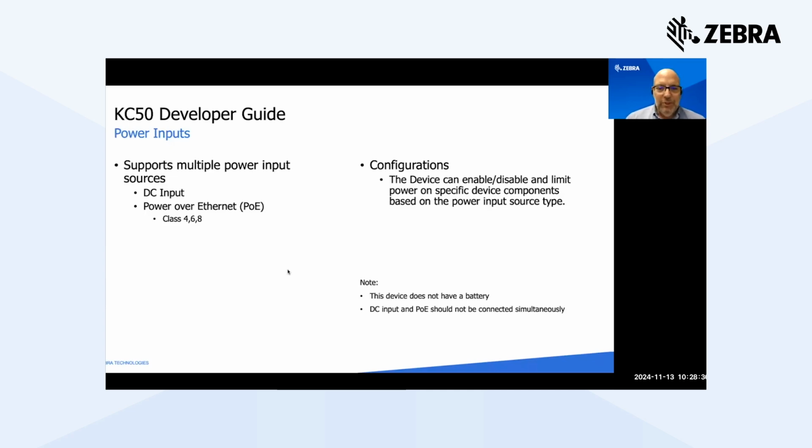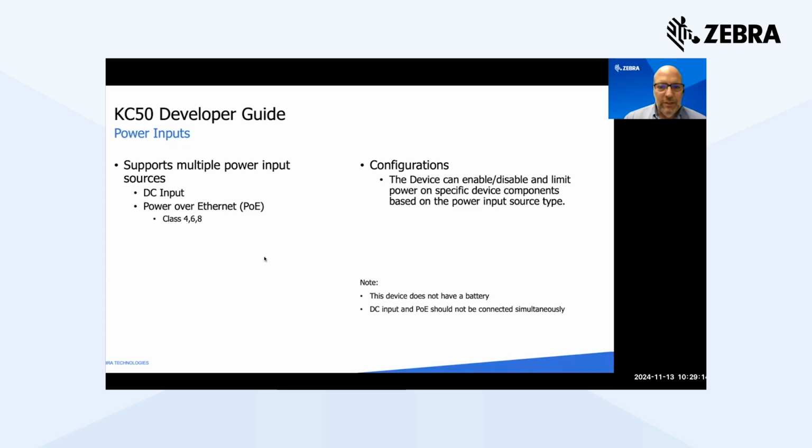Before we go to the next slide, one thing you should note, the device does not have a battery. So if you unplug it, it's going to shut down immediately. There's no capacitor to keep it on for a while. So like I said, if you disconnect it, it's going to shut down. So it's recommended to always press the power button and power it down using the on-screen ability to do that. Also note that you should not have your DC input and power over Ethernet connected at the same time. We do not support that, so it may result in unintended consequences.